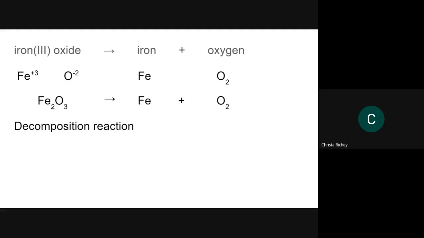Before I go on to the next one, was there a question why this got a 2 and this didn't? Or the fact that that was positive 3, or where I got the negative 2 from? Because you have to be able to do these.